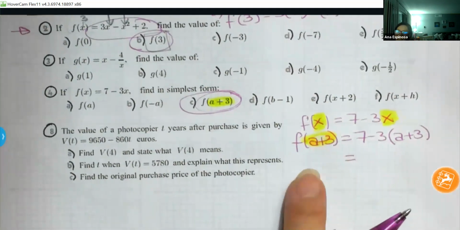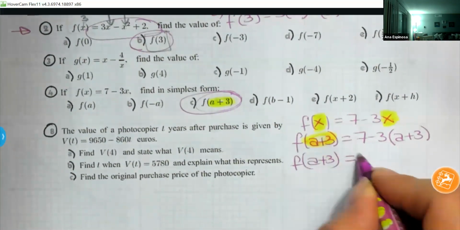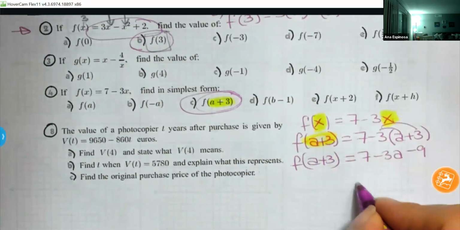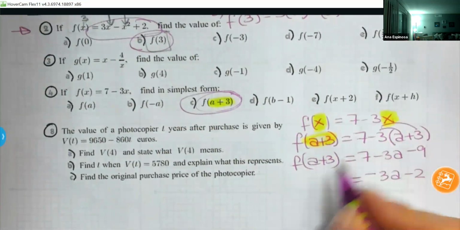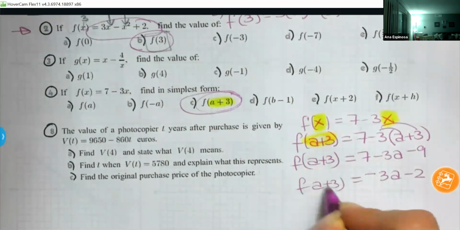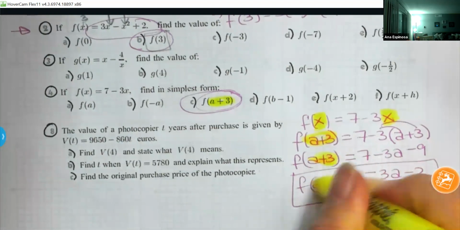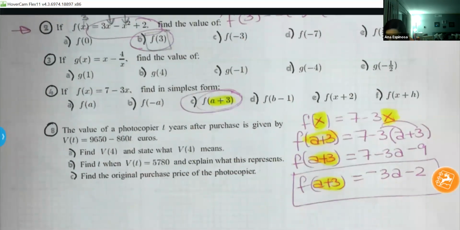You don't work or do anything with the left side, ever. I know this doesn't make sense, but it's just getting you to work with algebra. And then you make it look as pretty as you can. Negative 3a minus 2. So f of 8 plus 3 equals this whole piece right here. You don't do anything with the left side, nothing at all. Okay, so practice these function notations: how to plug in numbers, how to plug in variables, how to plug in all these expressions.